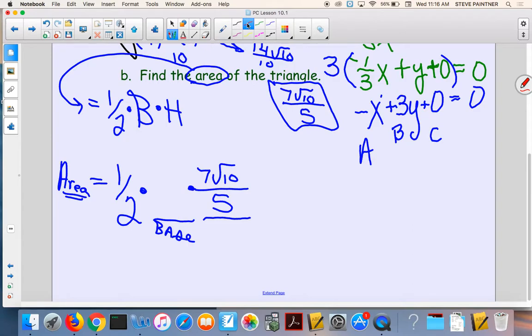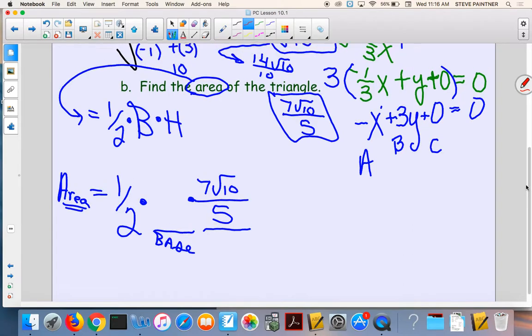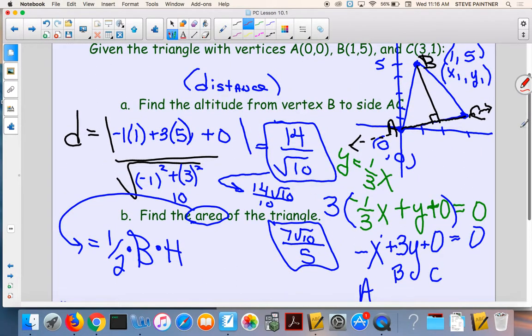Okay, what's the base? How long is the base? Well, it's from here to here, right? From there to there. Well, the distance formula says take the square root of x2 minus x1. Well, this point here is 3, 1. So 3 minus 0 squared plus 1 minus 0 squared, which is 3 squared, 9, plus 1 squared, 1, which is 10. It's the square root of 10. Half the room had that answer.